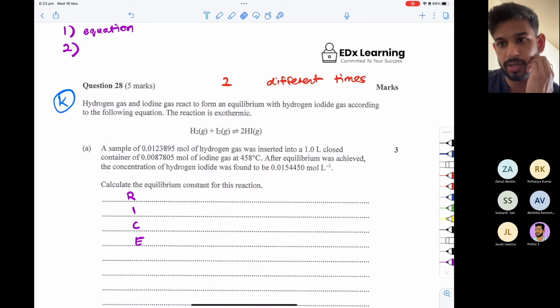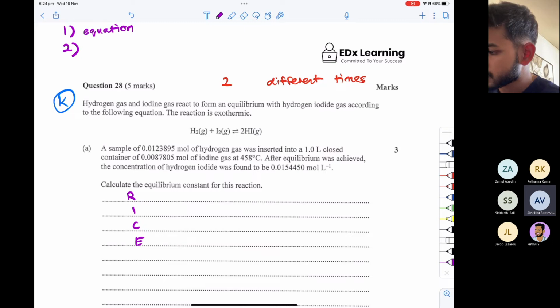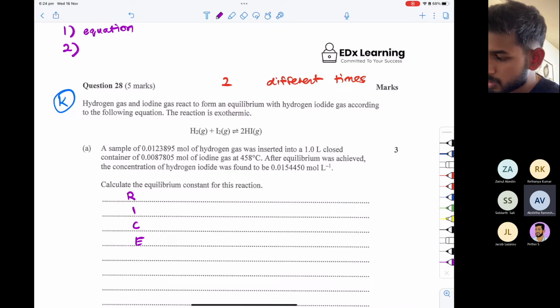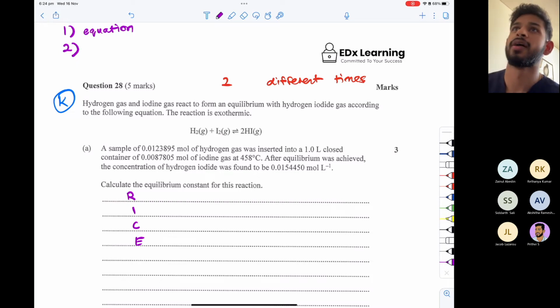So I'm going to ask Akshita, go across the lines. Whenever you get a data point, tell me, what is N, what is C, what is V? What's the first data point you see in this question, Akshita? A sample of 0.0123895 moles of hydrogen gas was inserted. Okay, pause right there. What is the data from that point? 0.0123895 moles of hydrogen. Good, but do you agree when you say of hydrogen? We don't know if you're talking about C, concentration, volume, mass, temperature. What are you talking about, Akshita?